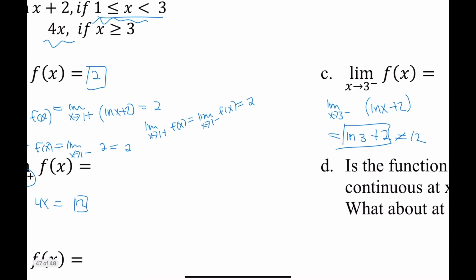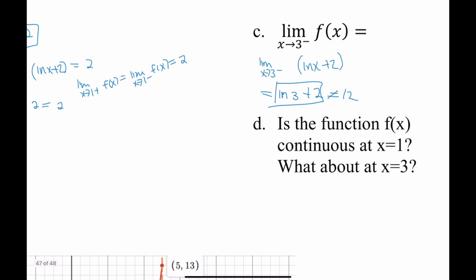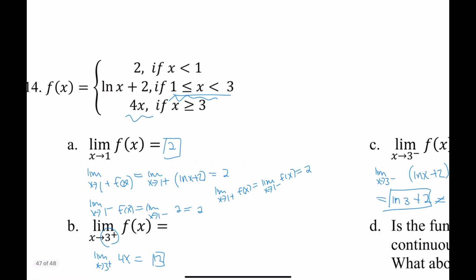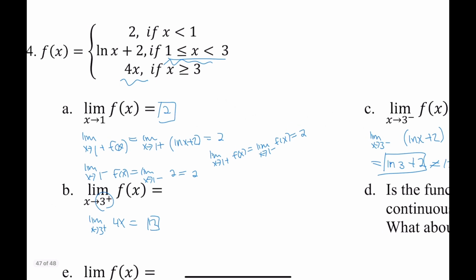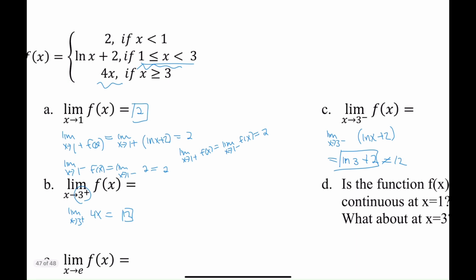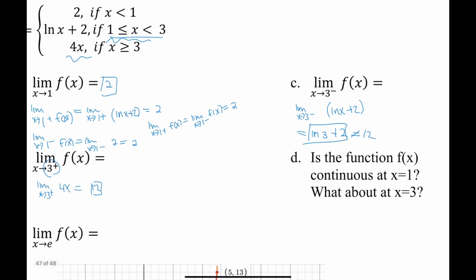And then moving on, is the function f of x continuous at x equals 1, and then what about x equals 2? So what it says right here is that when x is equal to 1, we're going to plug 1 into ln x plus 2. So the conditions mentioned for continuity: the function value needs to exist, the limit value needs to exist, and the limit value and the function value have to equal one another.